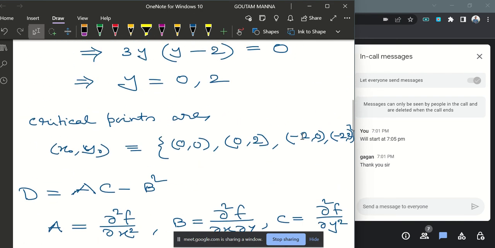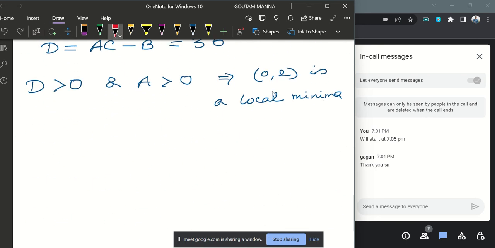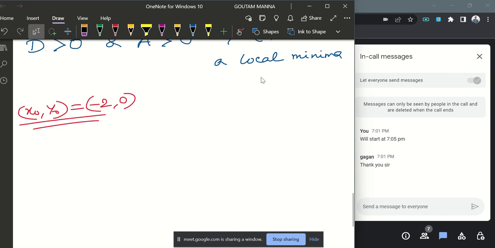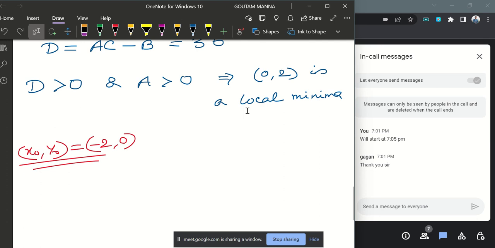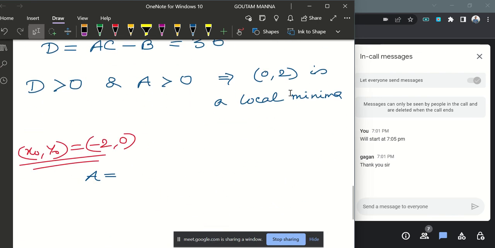So let's check for the point (-2, 0). This is our third critical point. So x0, y0 equals (-2, 0). For this point a is 6x plus 6, and if you put minus 2 in the place of x, it will be minus 12, and minus 12 plus 6, that is minus 6.